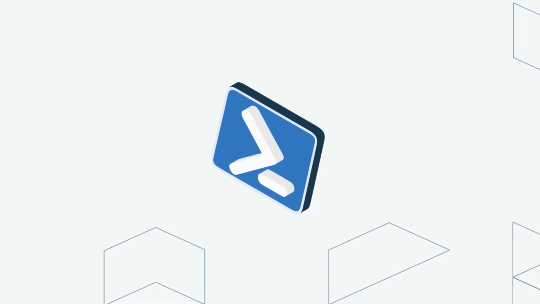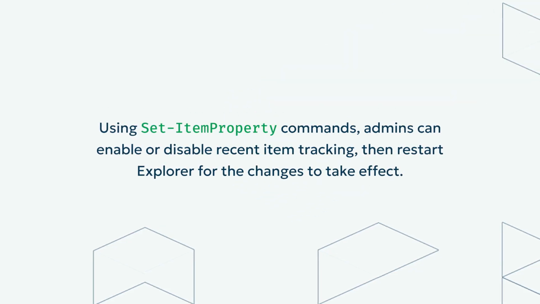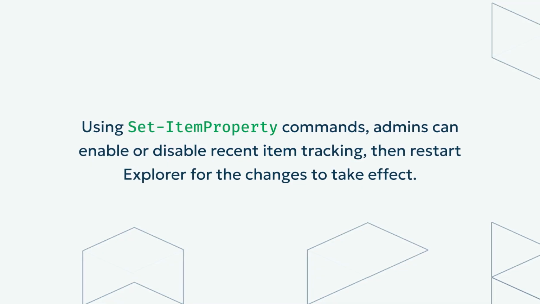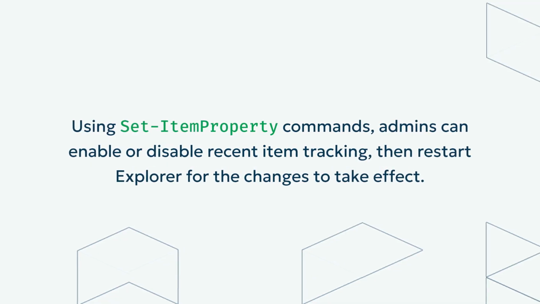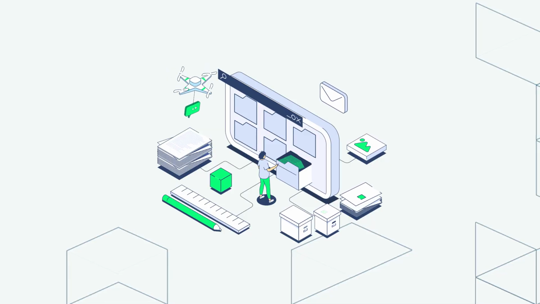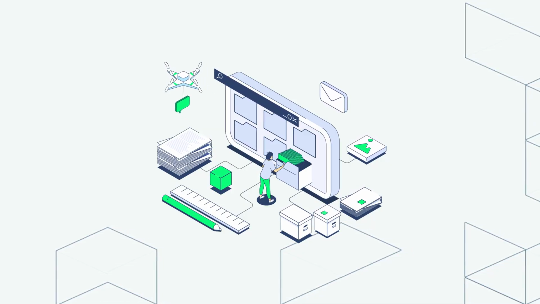Finally, PowerShell offers a scriptable option for automation. Using Set-ItemProperty commands, admins can enable or disable recent item tracking, then restart Explorer for the changes to take effect. This is especially useful for bulk deployment, Intune integration, and login scripts.